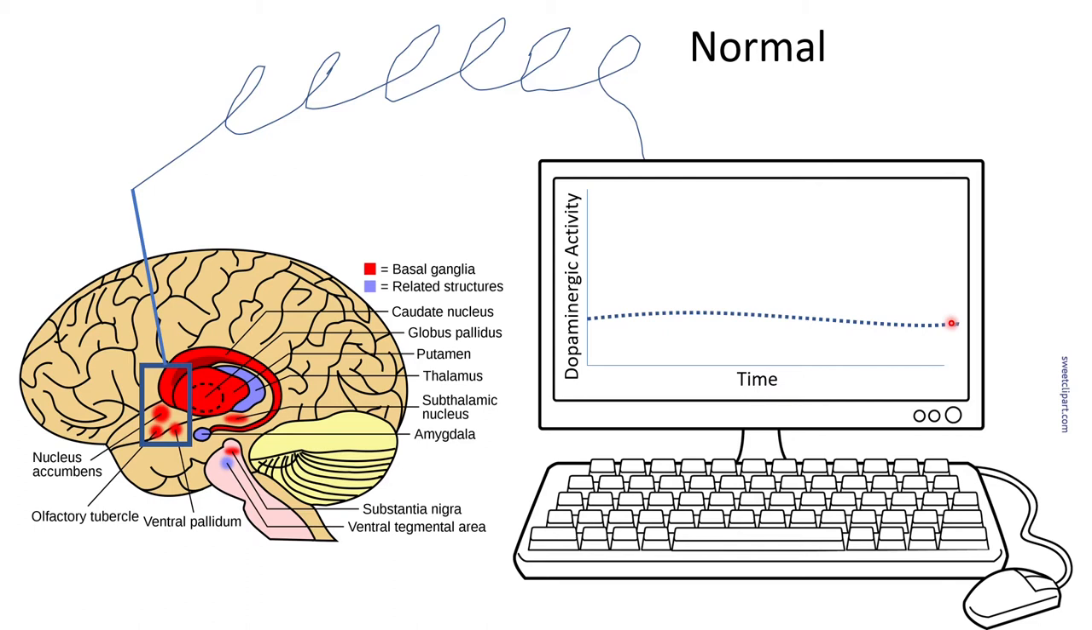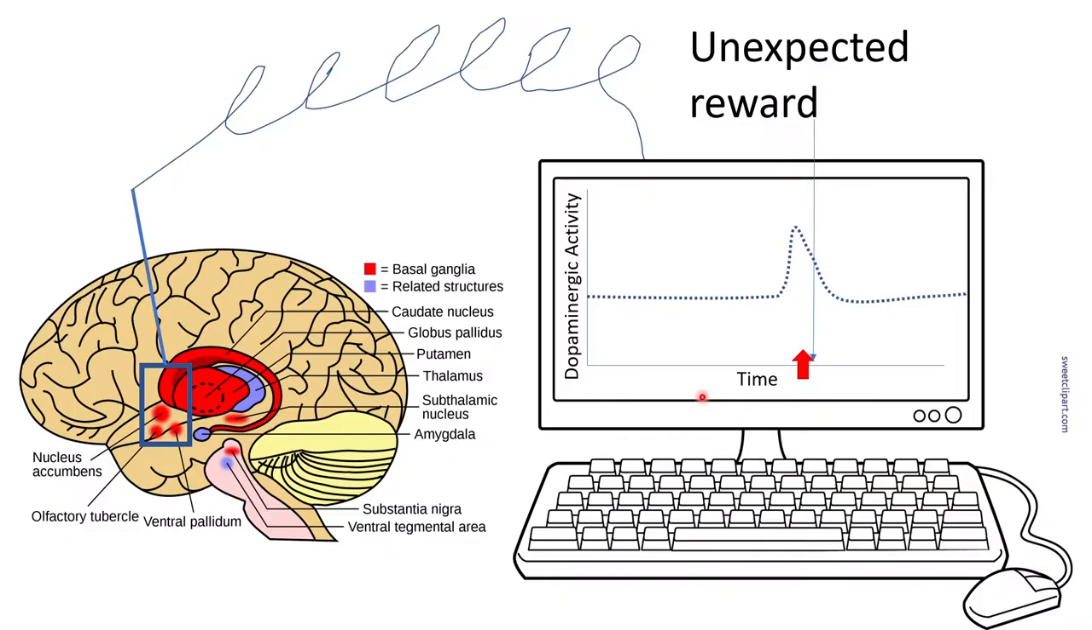It's just a kind of baseline. This is what's called the tonic dopamine release. Dopamine is just being constantly released at a baseline rate. And that is what we're going to be looking at, the rate of firing of these neurons. So, how much dopamine is being released, how much activity is going on in these regions as far as dopamine is concerned.